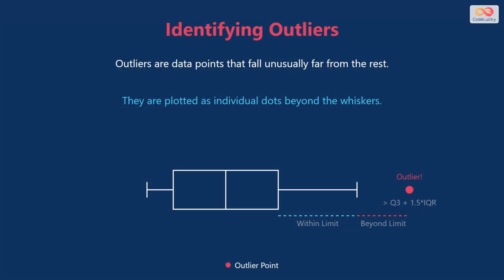Speaking of outliers, these are data points that fall unusually far away from the rest of the group. In a box plot, any point that falls beyond the whiskers is explicitly plotted as an individual dot. This makes it incredibly easy to spot anomalies or errors in your data immediately.